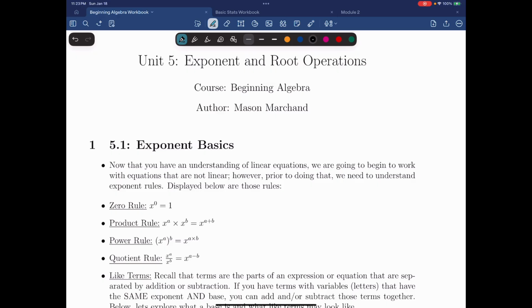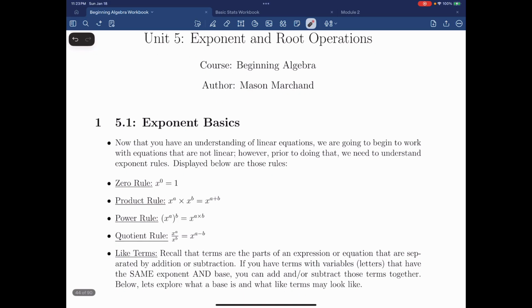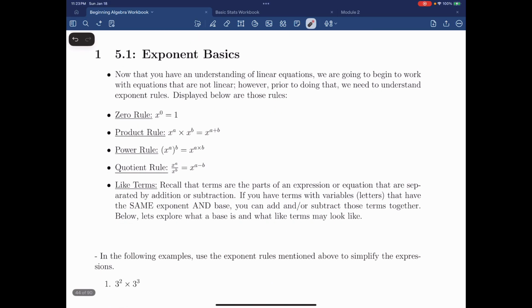But before we do that, we have to talk about a couple things, and that is some exponent rules and how to deal with square roots. So in this unit, we're going to deal more with exponents and how to do operations like PEMDAS, order of operations, but with square roots. So that's what you get to look forward to in this unit. So our first topic is all about the basics of exponents.